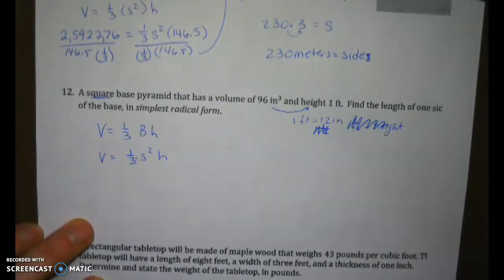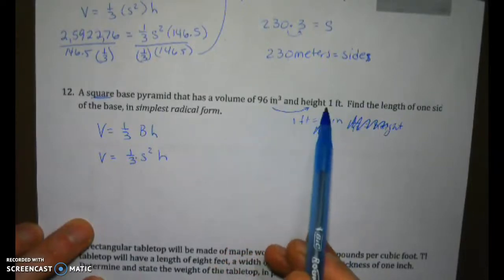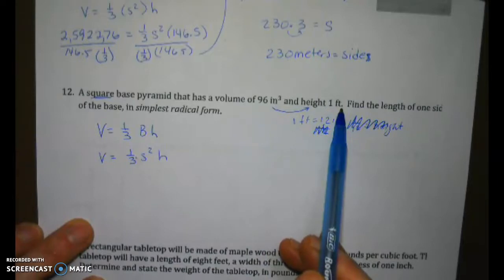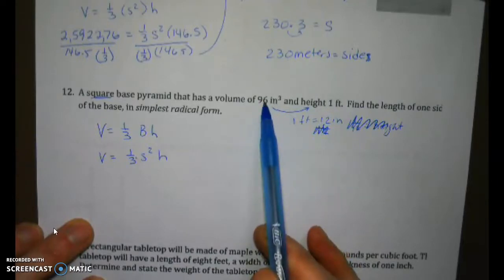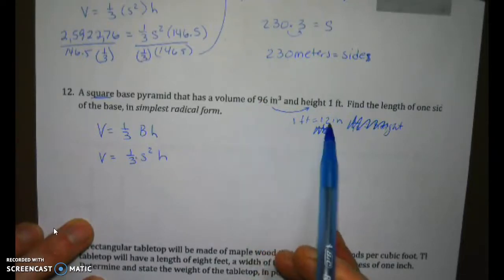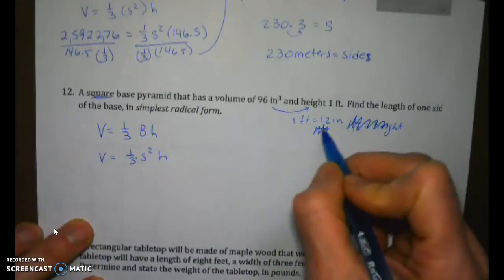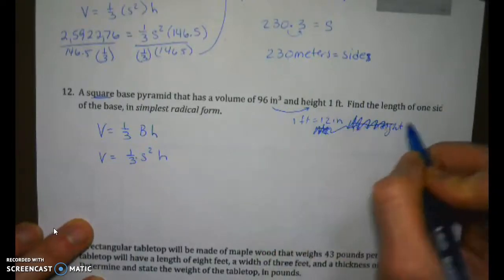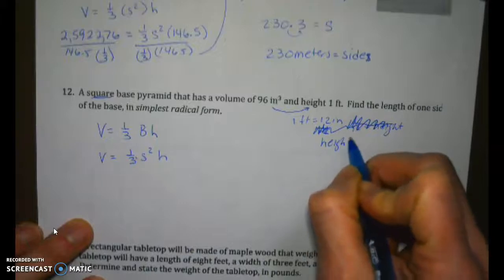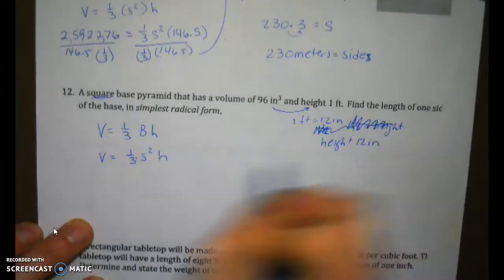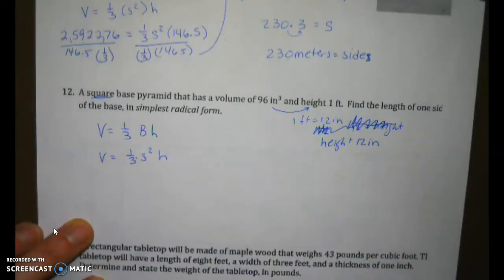Okay, so you have a square base pyramid that has a volume of 96 inches cubed, and they gave you the height to be in feet. So we need to switch over everything into inches. So remember, 1 foot is equal to 12 inches. So therefore, the height is going to be 12 inches. All right, so plug that on in, and I'll meet you right back here.